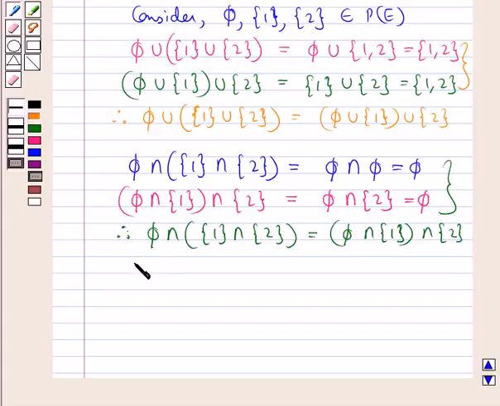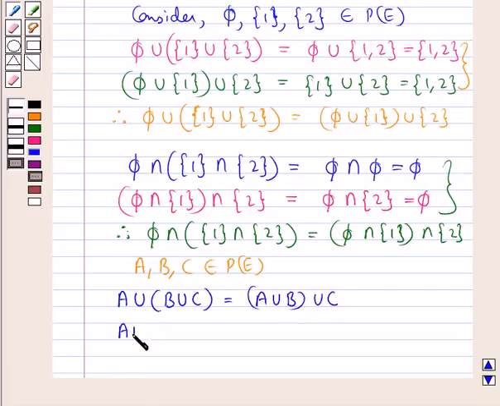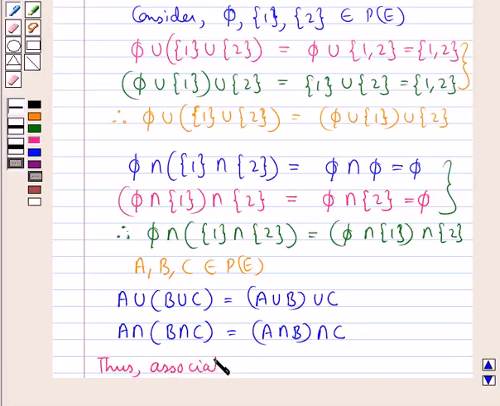Therefore, we can say for any elements say A, B, C which belong to the power set of E, we have A union B union C, the whole, is equal to A union B, the whole, union C. Also A intersection B intersection C, the whole, is equal to A intersection B, the whole, intersection C. And from this we can say that the associative law is satisfied.